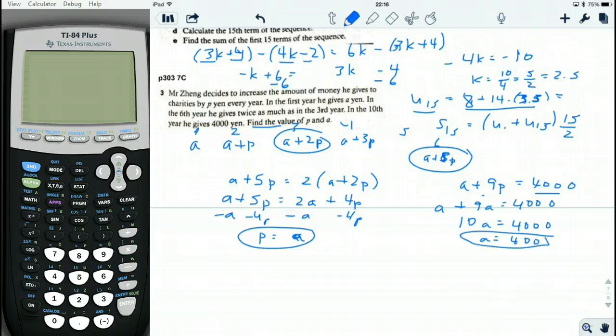So man, what a cheapskate. His first donation was only 400 yen, which is basically $4. And then every year he gave 400 more yen. So A is 400 and P is also 400 yen. Mr. Zhang, what a cheapskate.